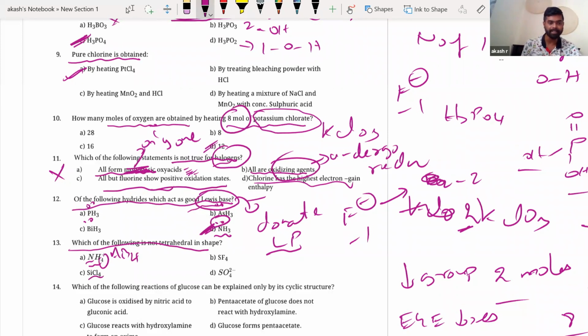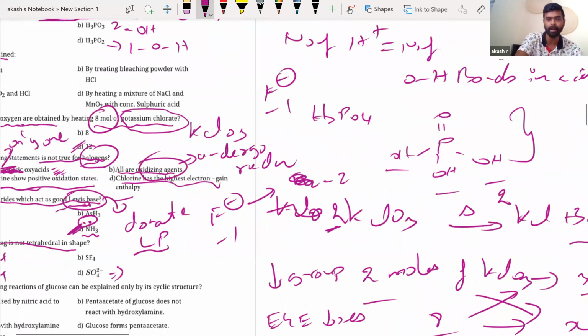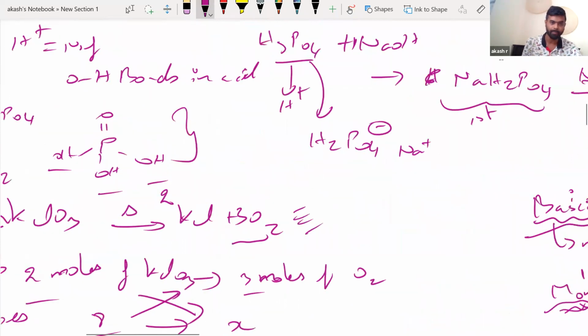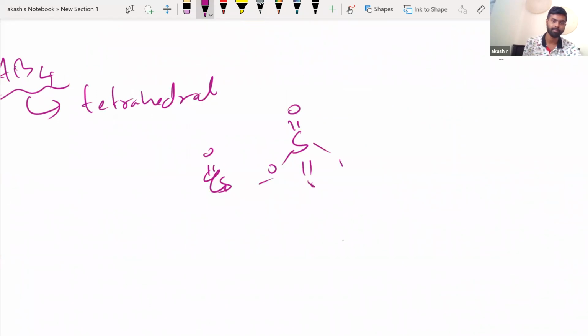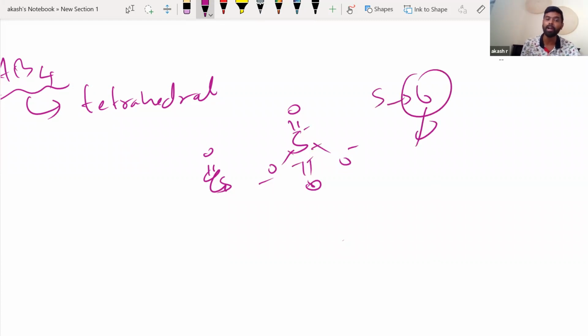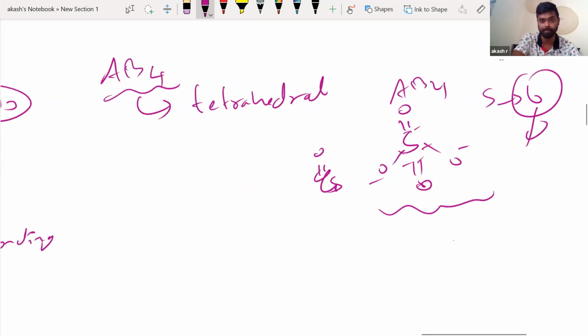Next, if I check for SiCl4, silicon has 4 valence electrons and all the electrons are involved in bonding. So again, AB4, tetrahedral. SO4 2 minus: if you draw the structure for SO4 2 minus, you'll understand. This is how SO4 2 minus looks. Now see how many electrons are shared from sulfur: 1, 2, 3, 4, 5, 6. Sulfur has 6 valence electrons and all 6 electrons are involved in bonding here. So again, this is also AB4, that is tetrahedral.